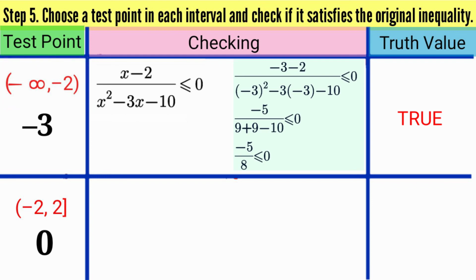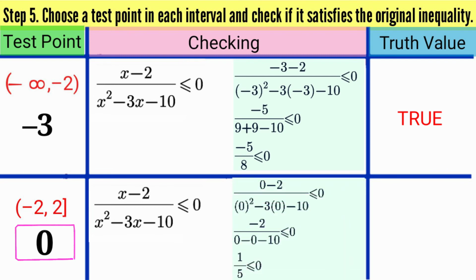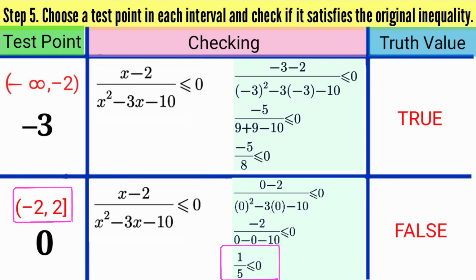Substituting x equal to 0 will give us 1/5 less than or equal to 0. This is a false statement. Therefore, all the values within the interval negative 2 to positive 2 are not included in the solution.